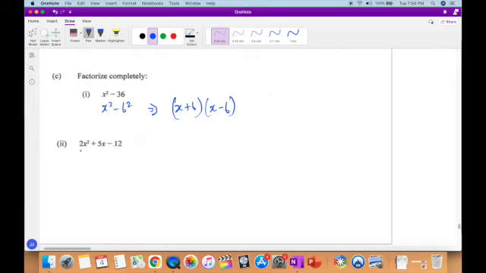And for this one here, all right, 12 twos are 24, so I want negative 24, and p plus q had to be 5. So which two numbers when I multiply them, I get negative 24, and when I add them, I get 5? Yeah, so that'll be 8 and minus 3, and 8 threes are 24.